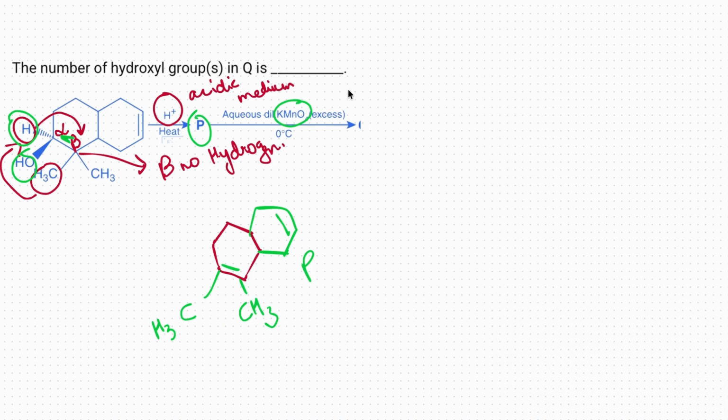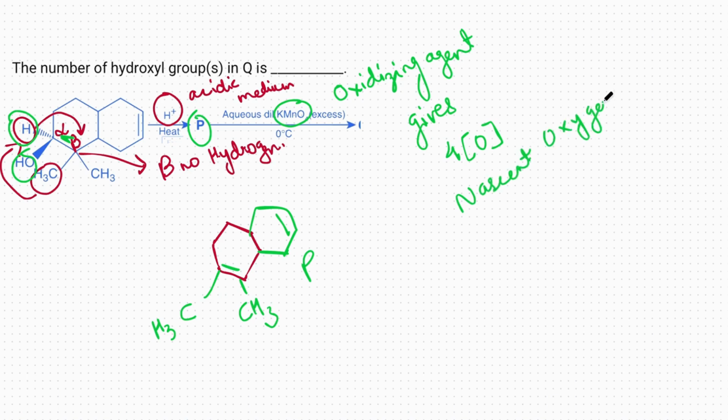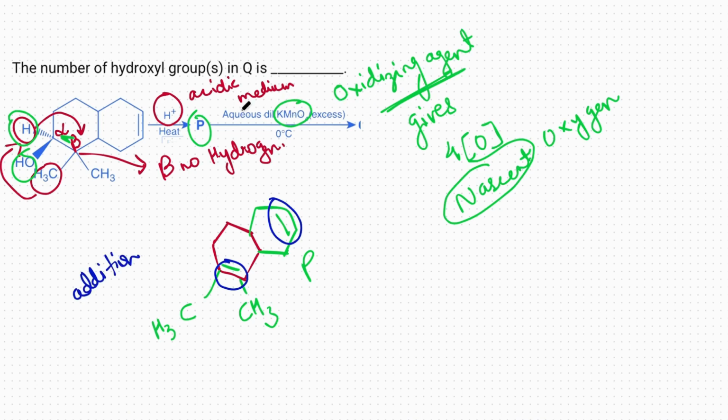Now we will get alpha beta unsaturation, that is a double bond. Next we have aqueous KMnO4. This KMnO4, that is potassium permanganate, is a strong oxidizing agent because it will give you four nascent oxygen, which will actually be used as an oxidizing agent. Now we have two unsaturation units, so we'll do an addition reaction. Whenever we have KMnO4, we'll do an addition reaction on the alkene. Also, it's written in the question that we have aqueous.